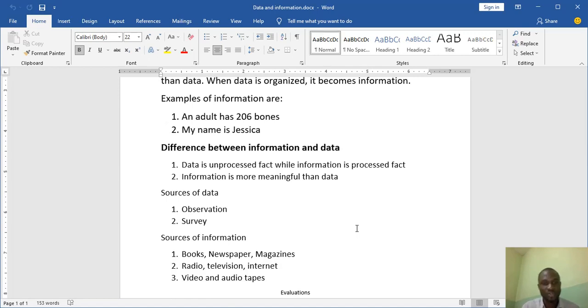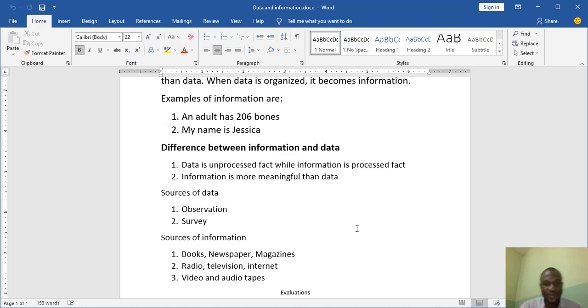And then we have sources of data. How do we get data? Those numbers we write, people writing things. One, by observation, you look. For example, if you go to the road and you want to count cars, maybe a yellow car passes by, you write yellow, one, and a blue car, blue, two. You are observing what is happening, then you are taking record. That's a source of data. Number two is survey. A survey is like a questionnaire, things you write to give to people so that you can get some data from them. When you grow up, you're going to do more surveys.